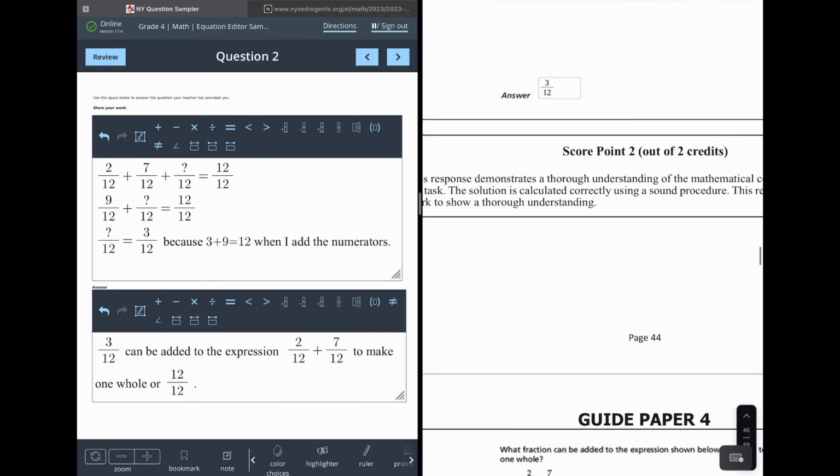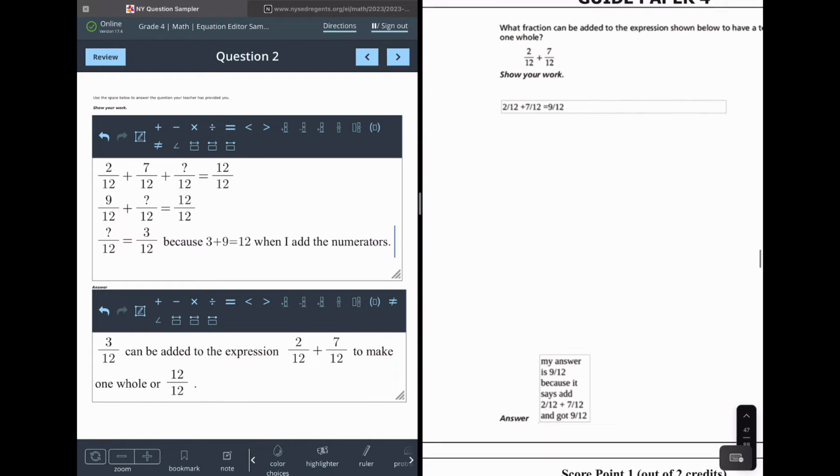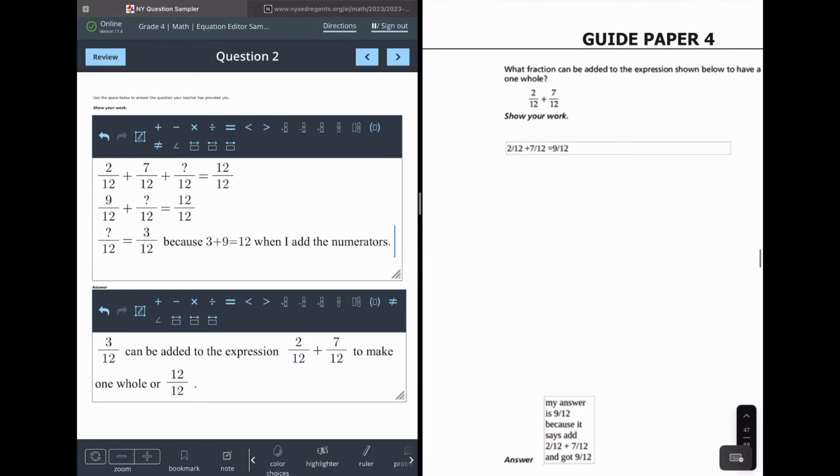I think the next one is going to be a 1-point answer. Yeah, a 1-point answer. Because the kid adds 2 of them together to get 9 twelfths, but he doesn't find out the next part to get 12 twelfths. But again, he's just typing in what he did on paper. Alright, so we're going to hit pause so you can practice doing this on the equation editor, and then we'll get to the next one.